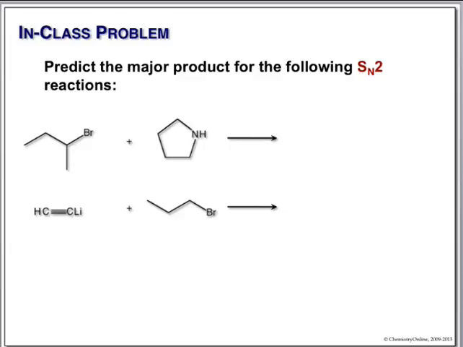All right. Once again, we have a nitrogen nucleophile. We have a secondary center. This isn't going to be a great SN2 reaction, is it? Because we have lots of steric hindrance in here.